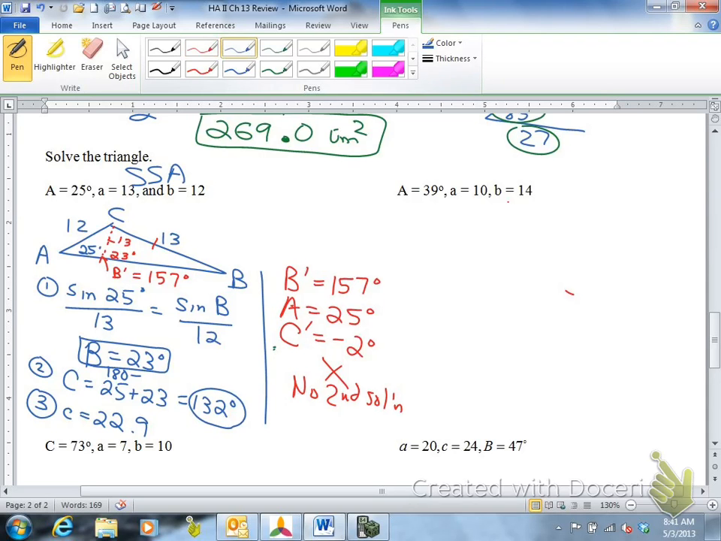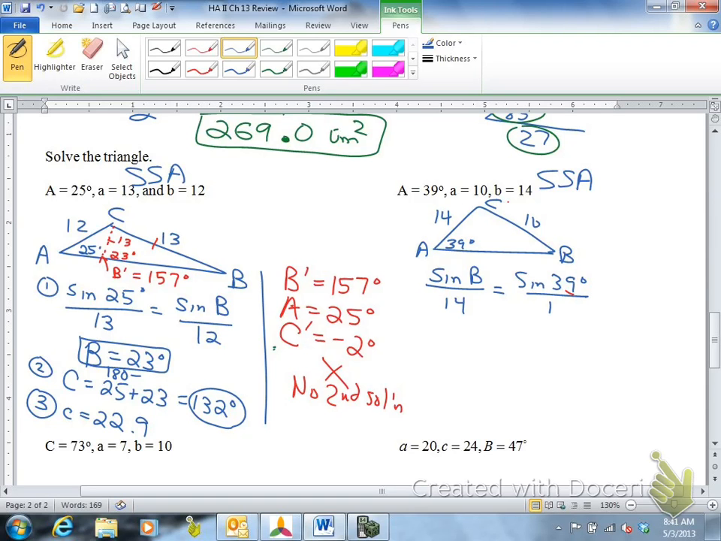And next, we have 39 degrees. A, B, C. I'm really mean, I guess. I gave you another side-side angle case. Tsk, tsk. So what do you get for angle B when you solve? 61 degrees? 62 degrees? 61.9 or something? 61.8?